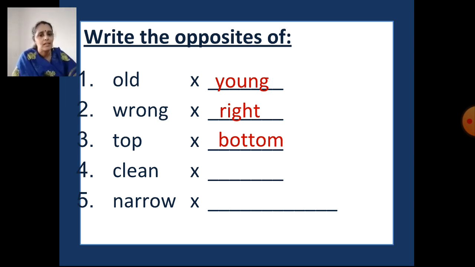Fourth is clean. C-L-E-A-N, clean. Keep your room clean. So what's the opposite of clean? D-I-R-T-Y, dirty. Yes. And the next is narrow. N-A-R-R-O-W, narrow. So what's the opposite of narrow? Opposite of narrow is broad.